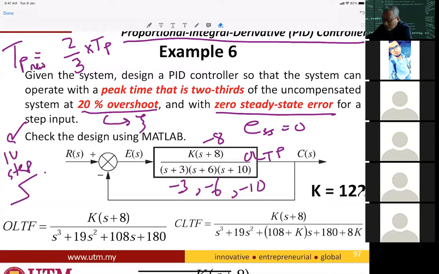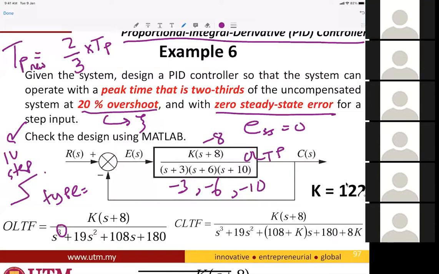So far, okay? Everybody okay? So this is a third order system. The order is 3. And how about the type? What type is it? The type of the systems. What is the type of the system?